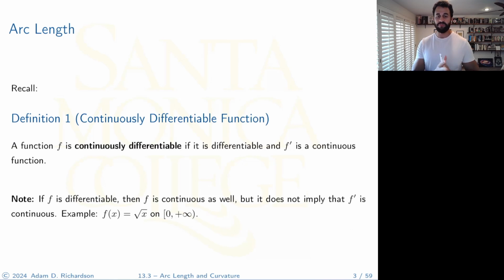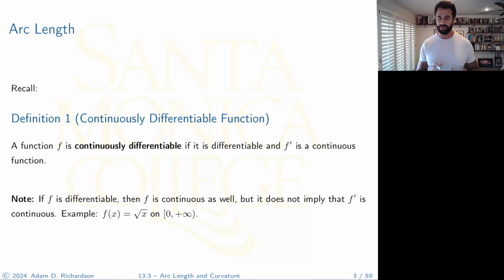So first, before we talk about arc length, remember that to define the arc length, you need a continuously differentiable function. A function is continuously differentiable if it's differentiable and its derivative is a continuous function. Basically, the derivative is also continuous. Note that when f is differentiable, we're automatically given that f is continuous as well, because differentiability implies continuity, right? But not the other way around.